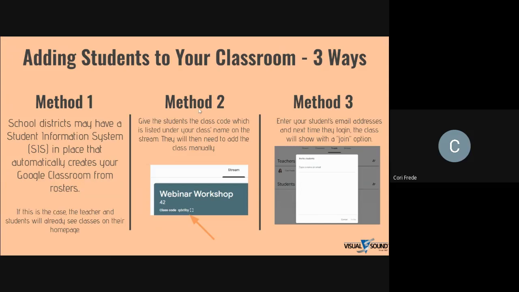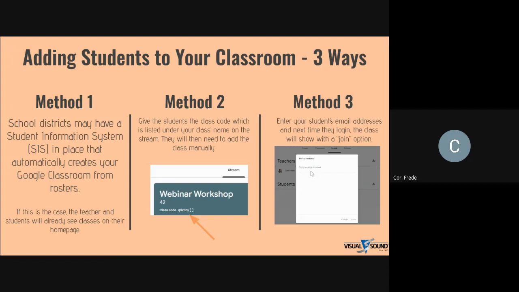Method 2 is you use the class code. If you remember on the last slide, I showed you that icon for the plus sign that said join a class or create a class. Your students would click join a class and they would come right over here to the class code. That class code is how they enter the class. It's basically like a password, and the class would then be added to them and they would be added to your roster.